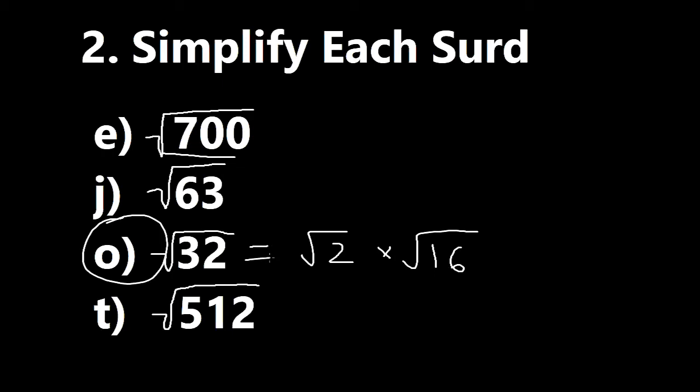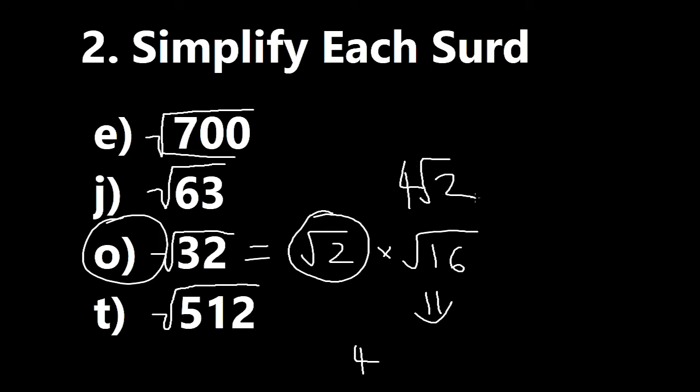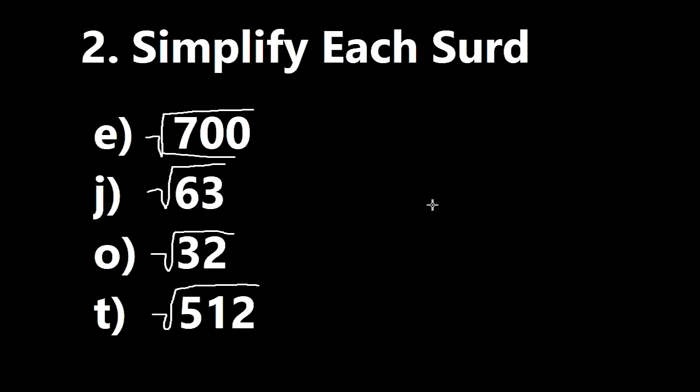Now that works out nicely, because even though root 2 is a surd, a prime number, so we can't simplify it down anymore, we have this root 16, which we also know as 4. So we can write this whole thing now as 4 root 2. So that's our answer for O.